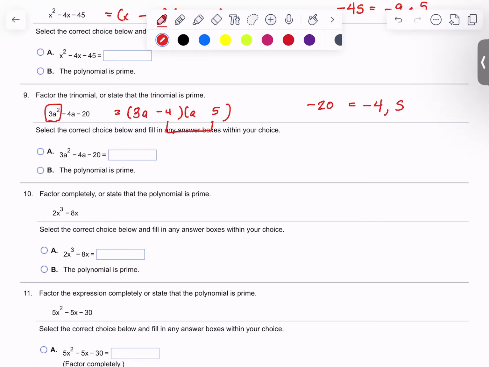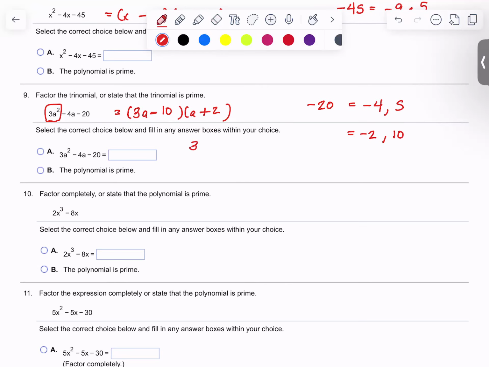No, that's not going to work. So let's erase that. Maybe 5 and -4? No, I don't think that's going to work either. So how about -2 and 10? So 10 here and 2 here. And I think it's actually going to be -10, +2. So let's FOIL that real quick.